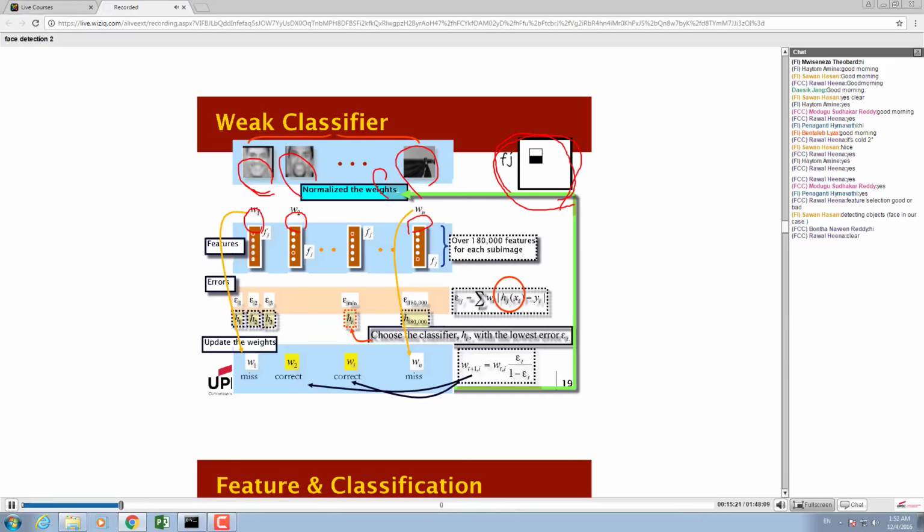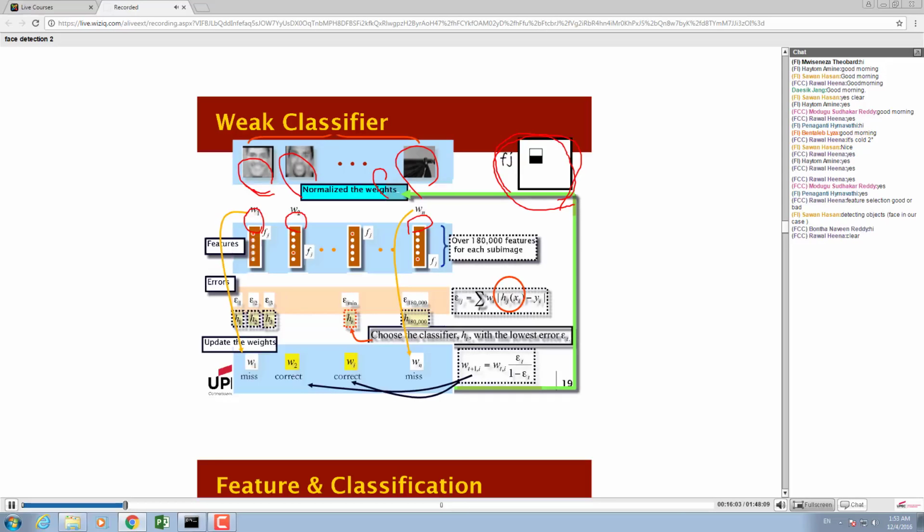Okay, so the first step is to normalize. We are initializing the weight with the same value. In training systems, normally when we are dealing with weight, the sum of weight should be 1. That is kind of normalization to make the calculation easier. Normalization means we are making the sum of all the weights equal to 1. That is the first step.